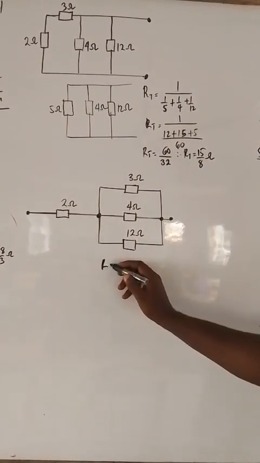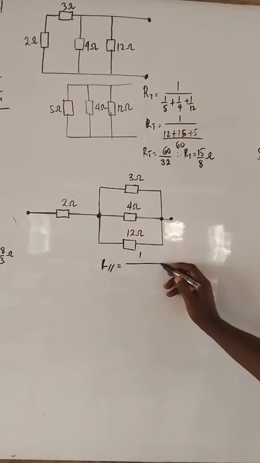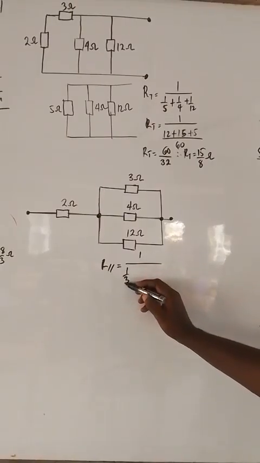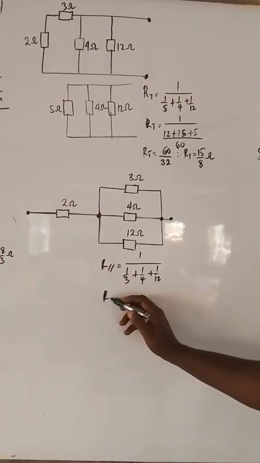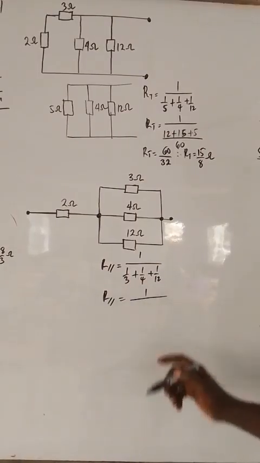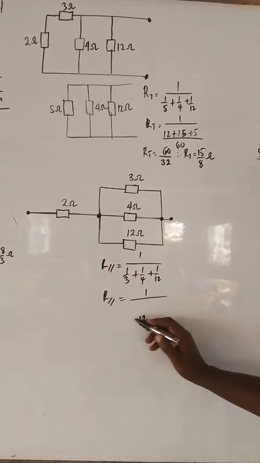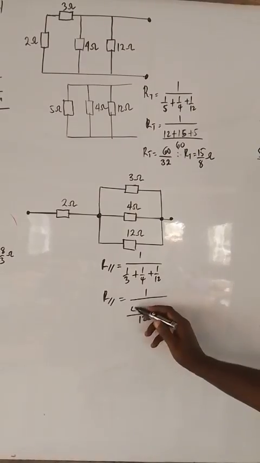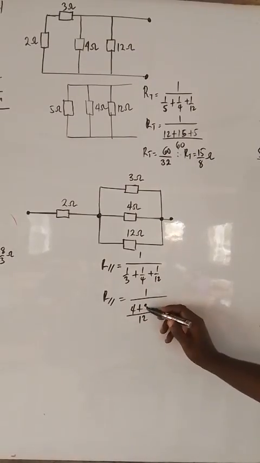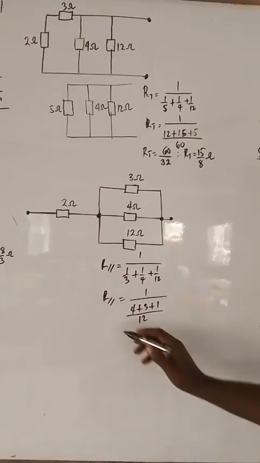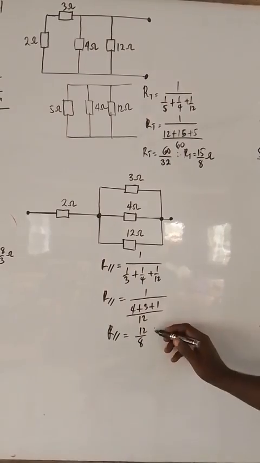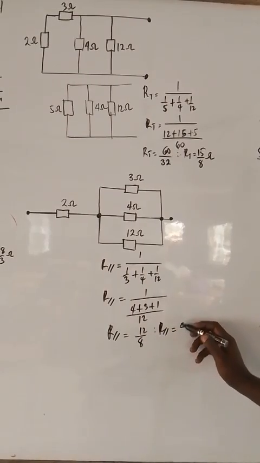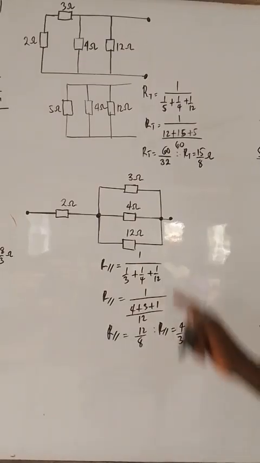So the total resistance in parallel equals 1 over 1 over 3 plus 1 over 4 plus 1 over 12. So the total resistance in parallel becomes 1 over, the LCM of 3, 4, 12 is 12. 3 into 12 is 4, 4 times 1 is 4. 4 into 12 is 3, 3 times 1 is 3. 12 into 12 is 1, 1 times 1 is 1. So all the resistors in parallel become, this 12 will go up, 12 over 8. Then from here, it becomes 3/2 ohms. That is for all these 3.